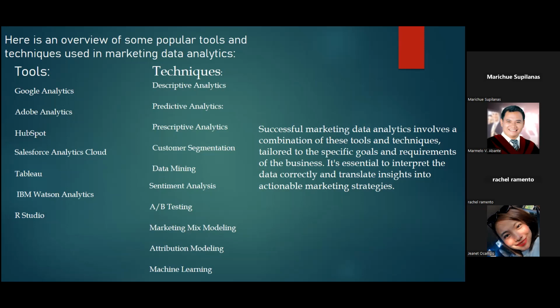Next is machine learning, which utilizes algorithms to automatically learn and make predictions or decisions based on data. Machine learning techniques can be applied to various marketing tasks, such as customer churn prediction and recommendation systems.